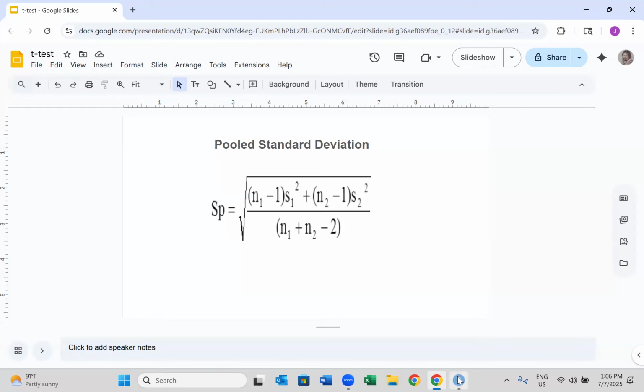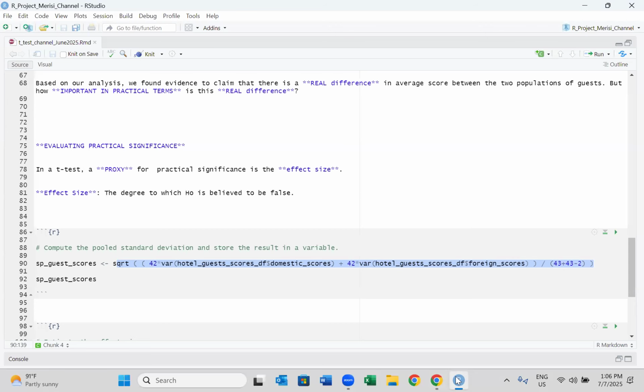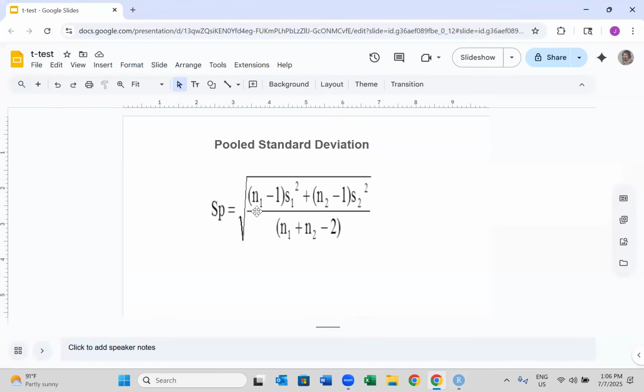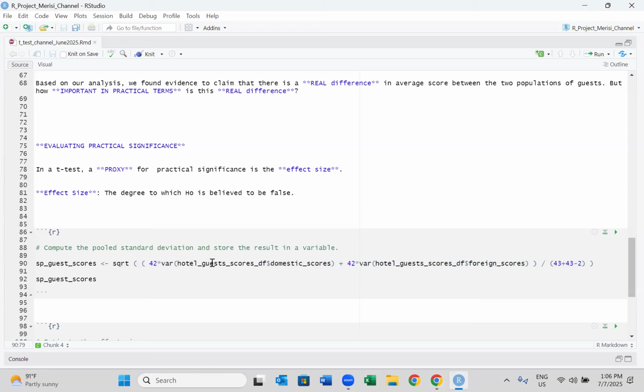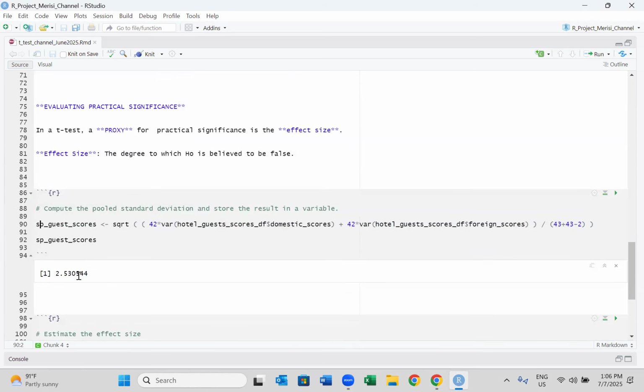Remember that the sample sizes are 43 for both samples. That's why we have 42, because here we have N1 minus 1, N2 minus 1. So you can compare this formula to this expression, and you will see that it's just a faithful application of that formula. I stored the pooled standard deviation in that variable, and sure enough, when you execute that code cell, you get that the pooled standard deviation is 2.53.